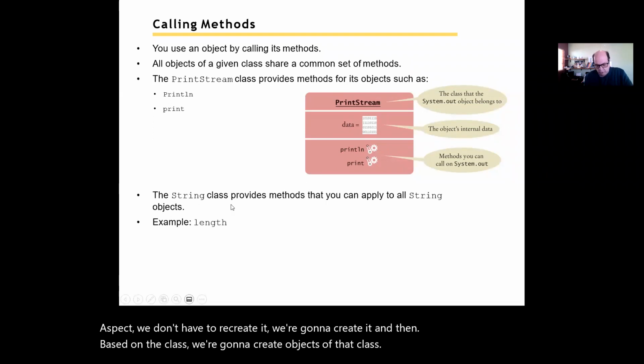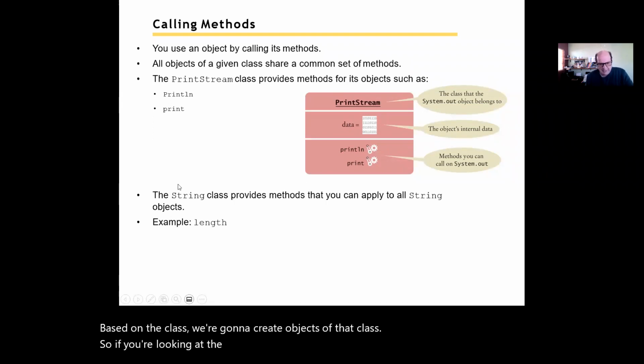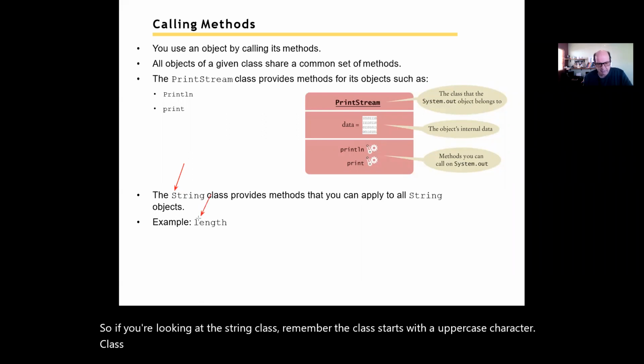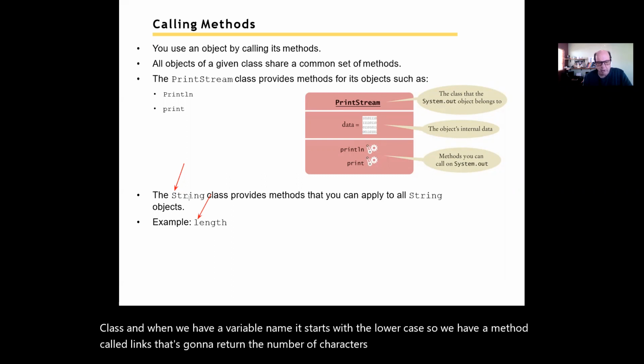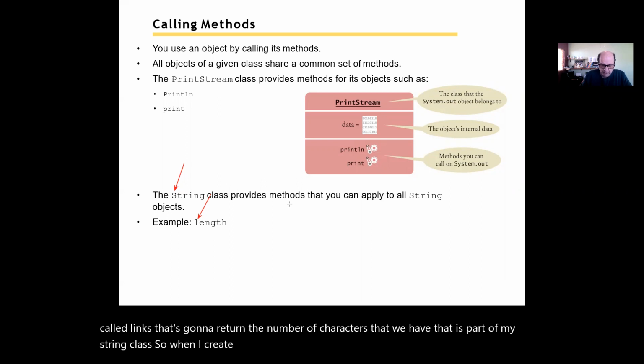So if you're looking at the string class, remember the class starts with an uppercase character. That's the class. And when we have a variable name, it starts with a lowercase. So we have a method called length that's going to return the number of characters that we have. That is part of my string class. So when I create an object of a string, I can execute that method. And it doesn't matter which object it is.